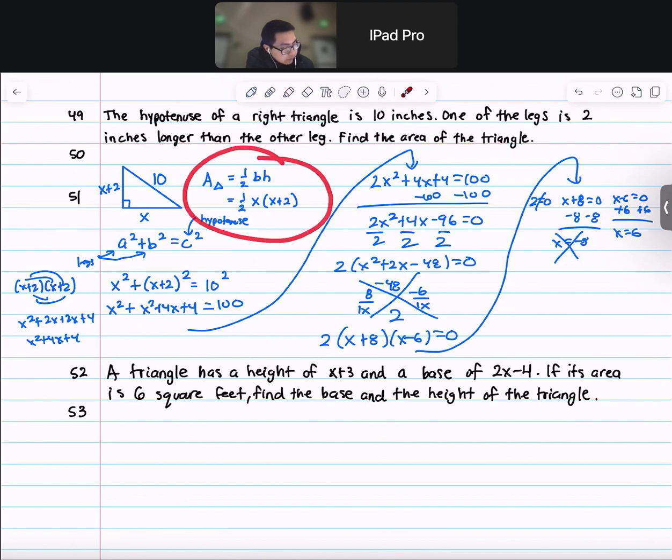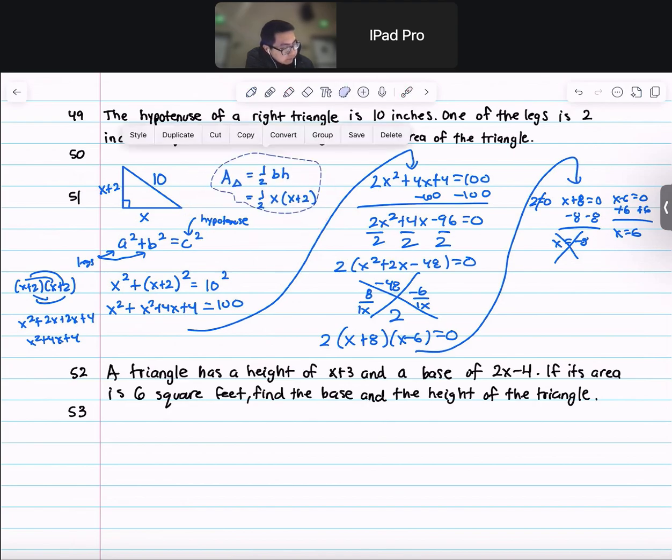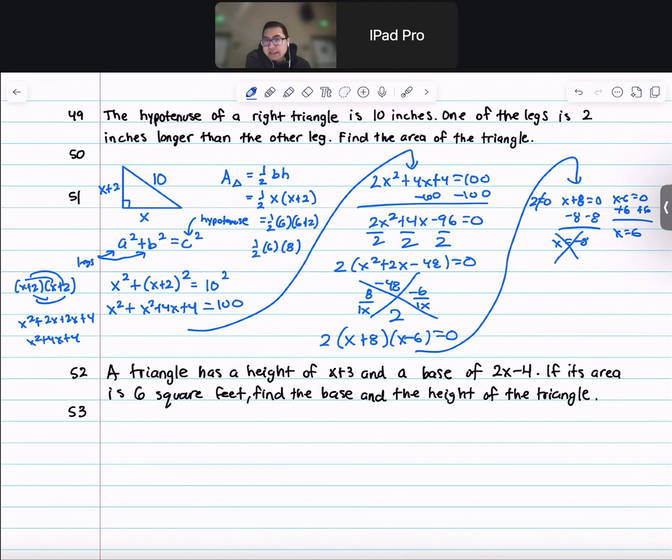back over here, to get our area, it's 1/2 times 6 times 6 plus 2. 1/2 times 6 times 8. 8 times 6 is 48. 48 divided by 2 gives us 24. So we know the height is 8, and we know that the base was 6, and the area we found was 24.